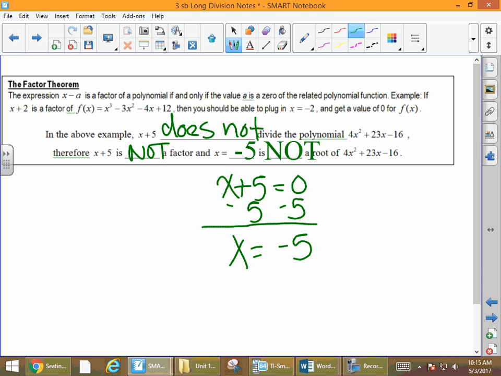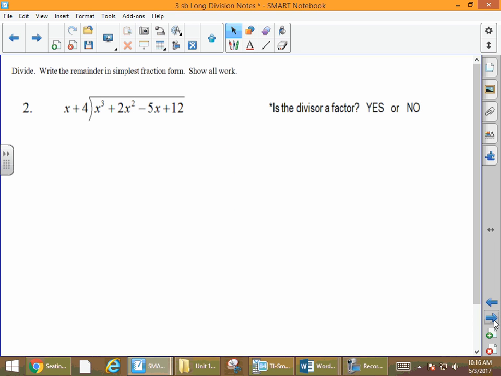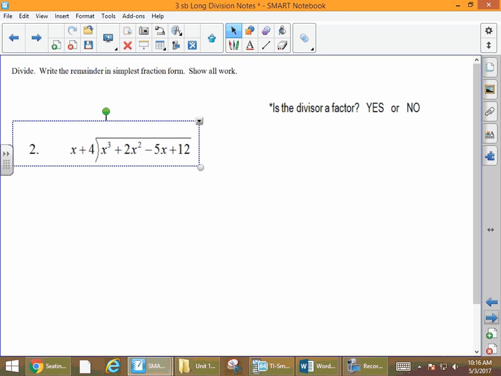One more time I want to say it. If our remainder is something other than 0, what we're dividing by is not a factor. If we end up with 0 when we finish the problem, no remainder, then what we divided by will be a factor. So as we flip over our paper here, we're going to go through that process again. I'm going to make this a little bit bigger.